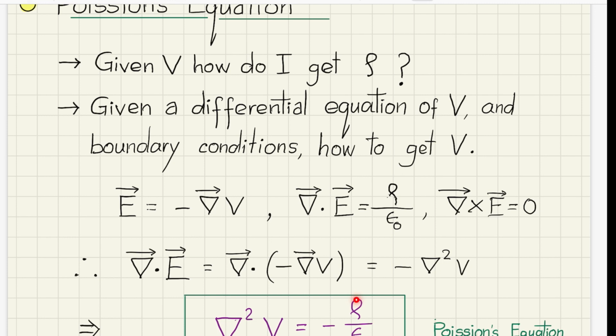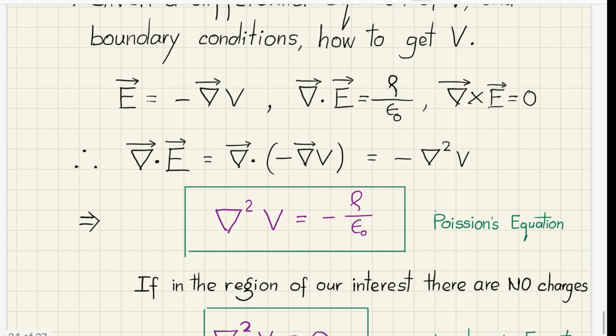Now we have to solve this along with the given boundary conditions to get V. In fact, most of electrostatics problems in advanced courses boil down to learning how to solve this differential equation to get V. And once I get V, I can get everything else like E and charges, the boundaries and everything.